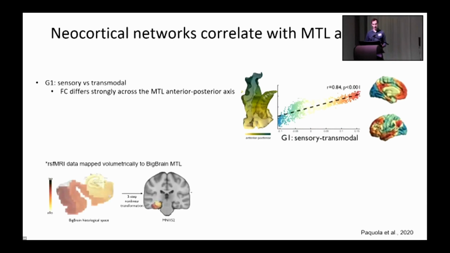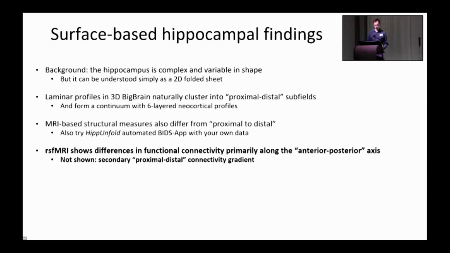Quick caveat though, that this work was done in volumetric space. And so at that point, we hadn't yet done this sort of topological mapping between different subjects. So a bit of a caveat there. So hopefully that should show you that even though structurally we see most of this proximal distal differentiation, functionally we see almost perfectly parallel or orthogonal anterior posterior axis of differentiation.